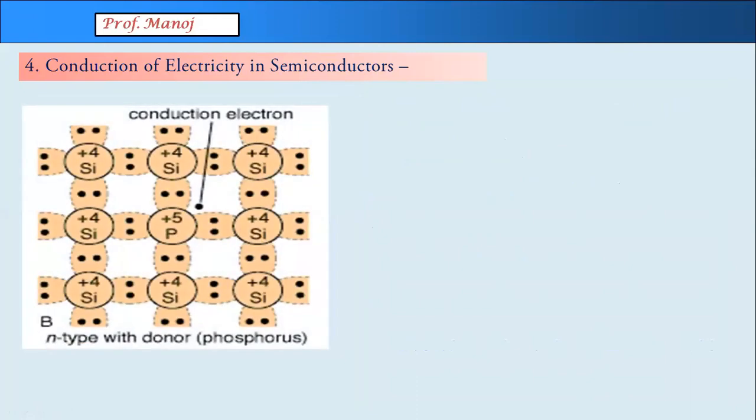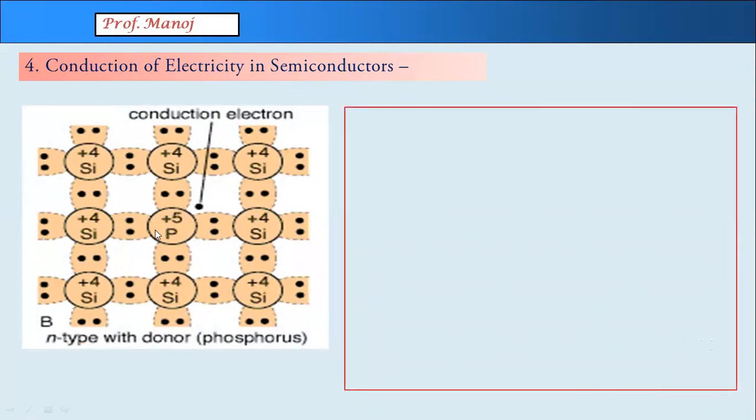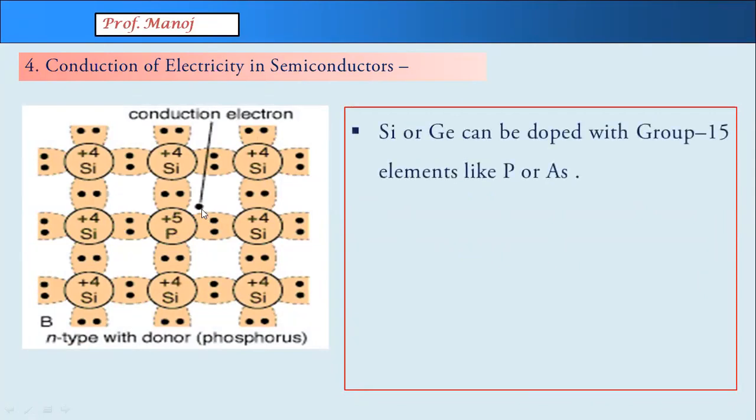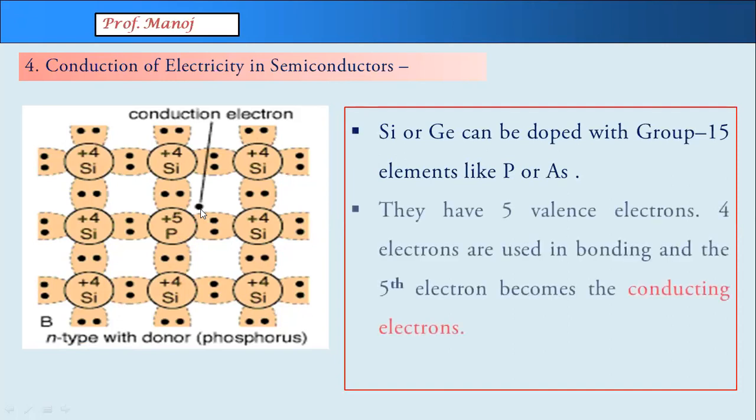Now observe this one. Here we are having phosphorus, and phosphorus has 5 unpaired electrons. So there are going to be 1, 2, 3, 4 and 5. So out of the 5 electrons, 4 electrons are involved now with bonding with silicon. 5th electron has remained extra. That is not able to bind with obviously anybody. That electron becomes the conducting electron. Such type of semiconductors are called N-type semiconductors.